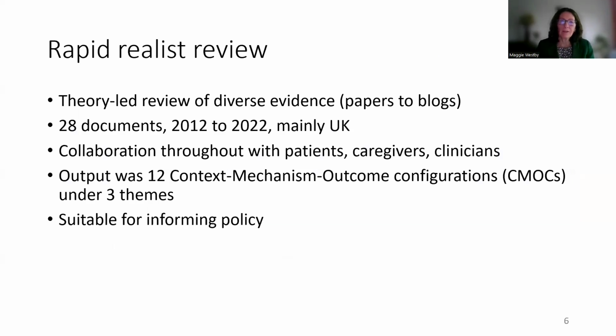So a rapid realist review, very briefly, is a theory-led review of diverse evidence. We identified 28 documents, mainly from the UK, and they went back as far as 2012. There was collaboration throughout with patients, caregivers, and clinicians, and our output was 12 context mechanism outcome configurations under 3 themes.